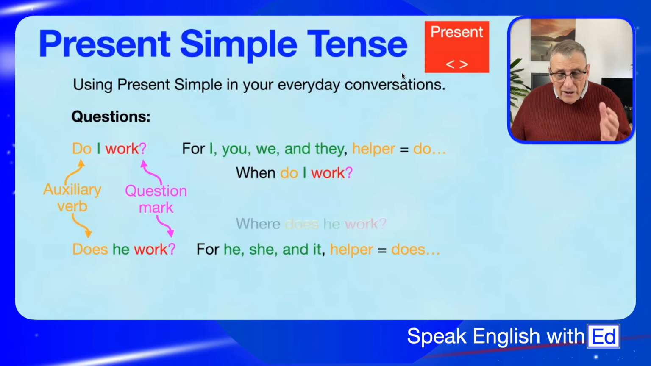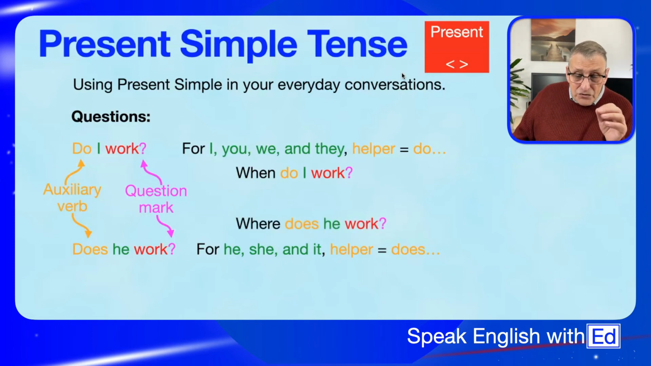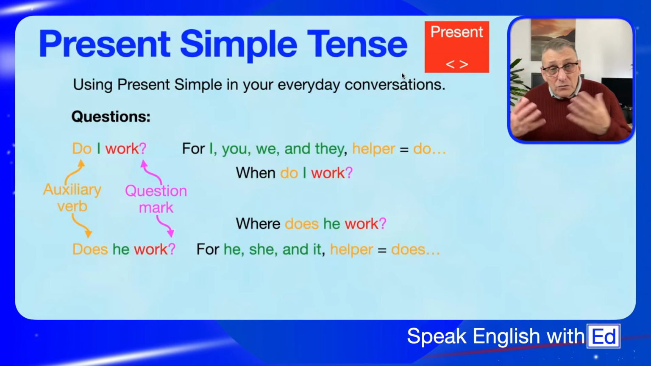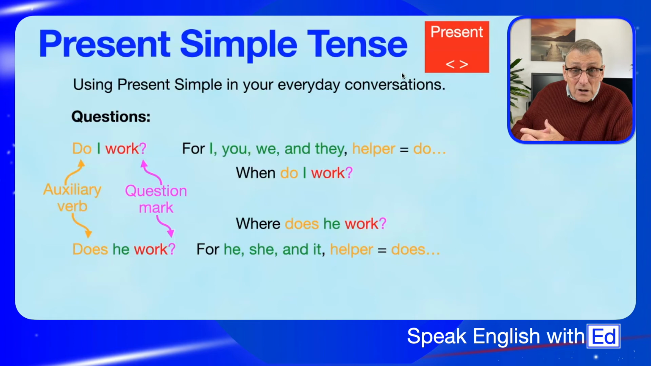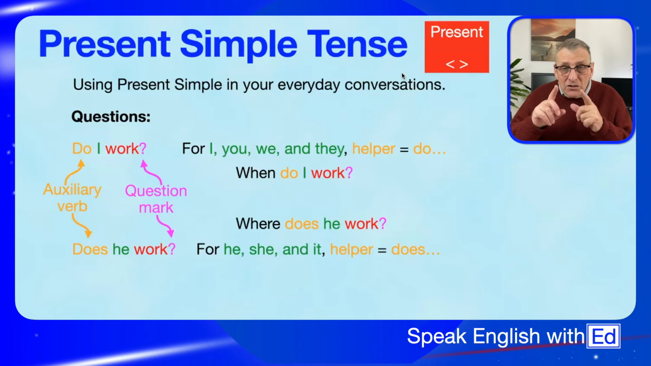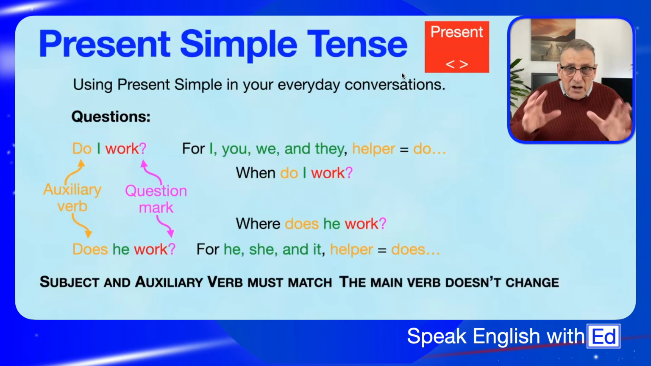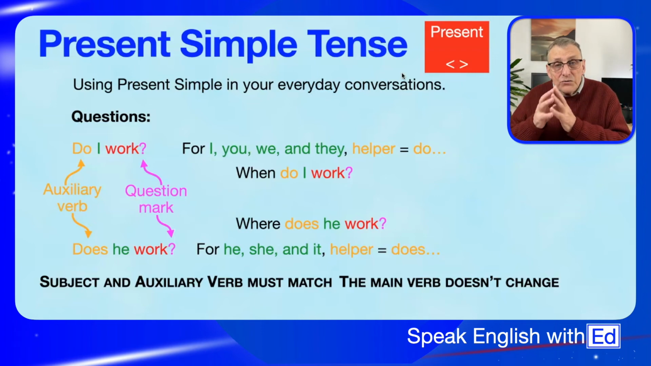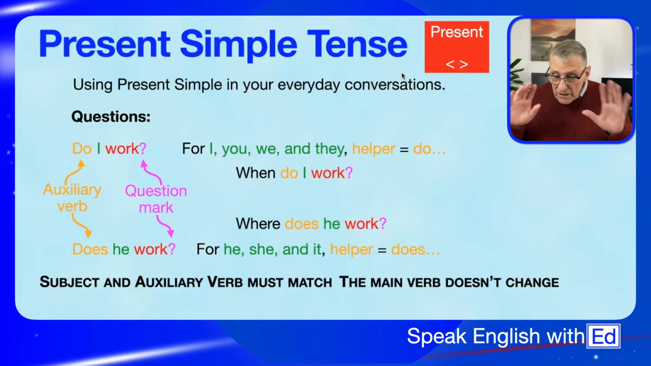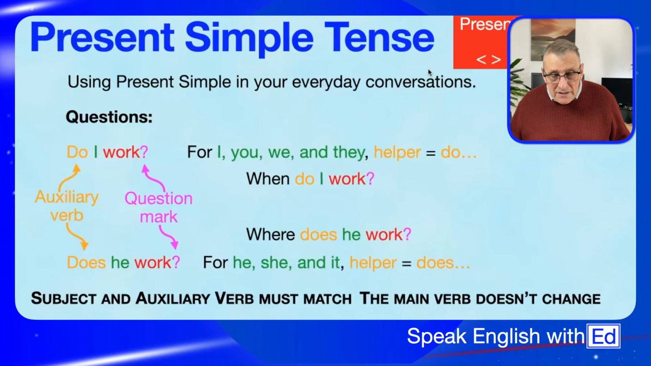Or if it's for a he and does, you say, where does he work? If you want to know where somebody works, say, well, where does he work? You just ask the question right at the front. But make sure the helper verb is the correct verb to use for the subject of your sentence. The subject and the auxiliary verb must match, but the main verb doesn't change. So write it in your book. The subject and the auxiliary verb must match, but the main verb doesn't change. It stays as it is, and that's it.